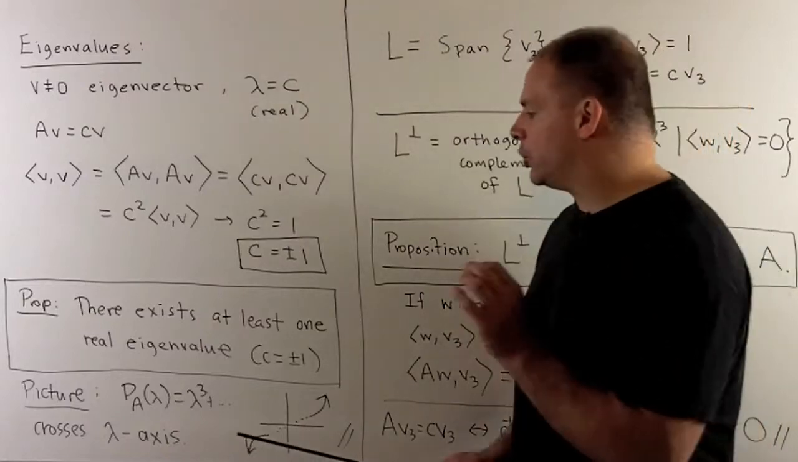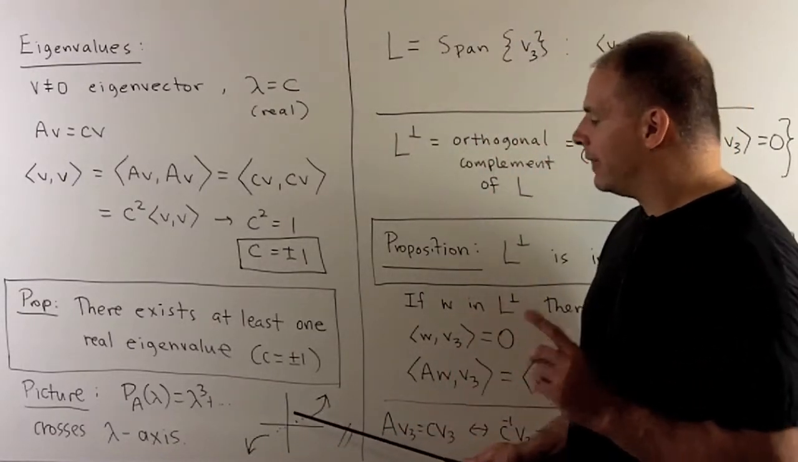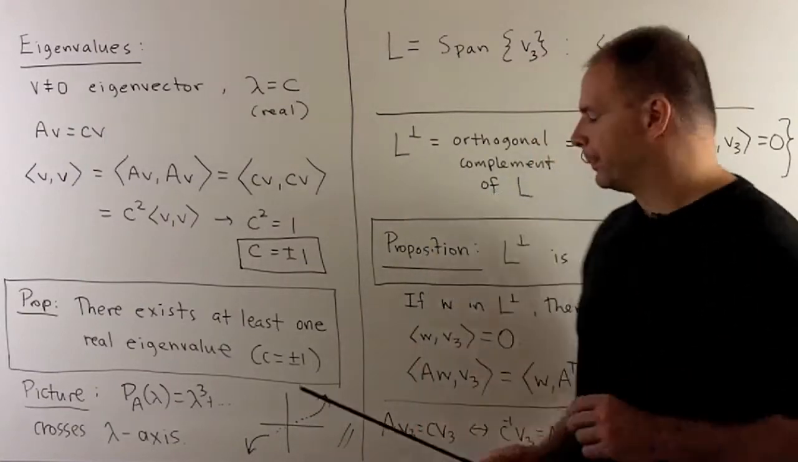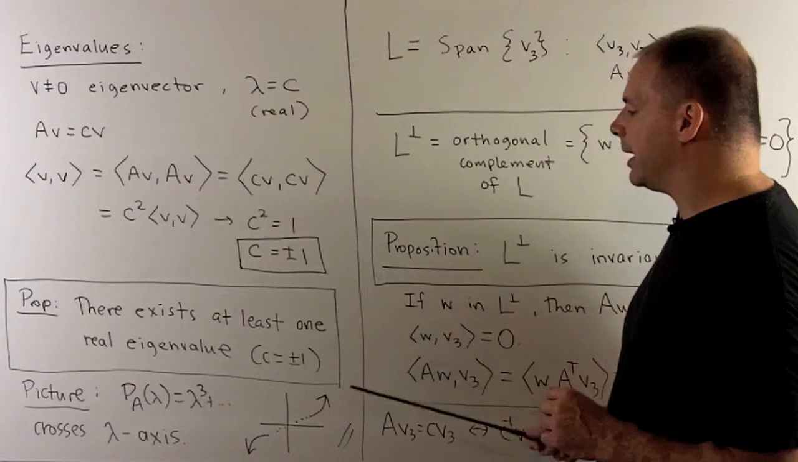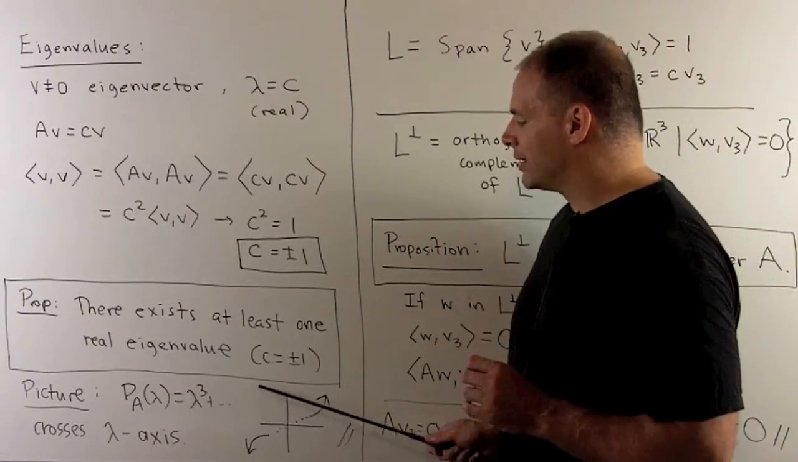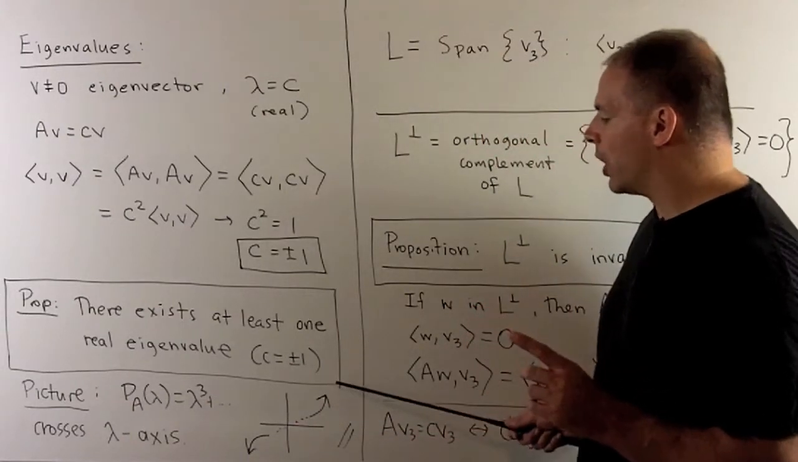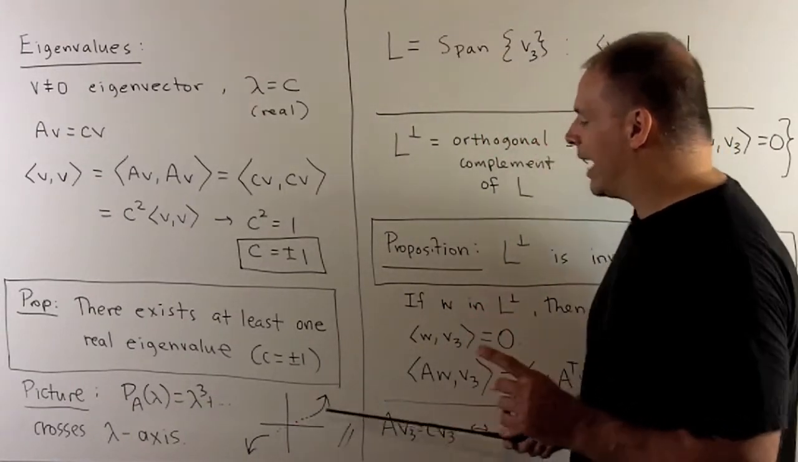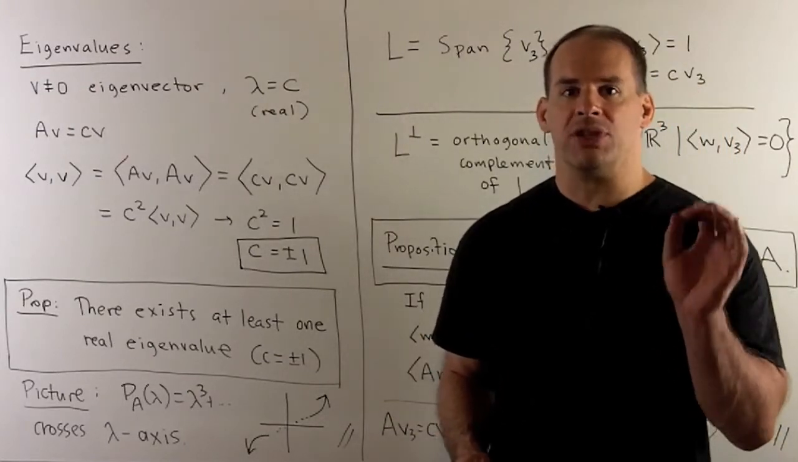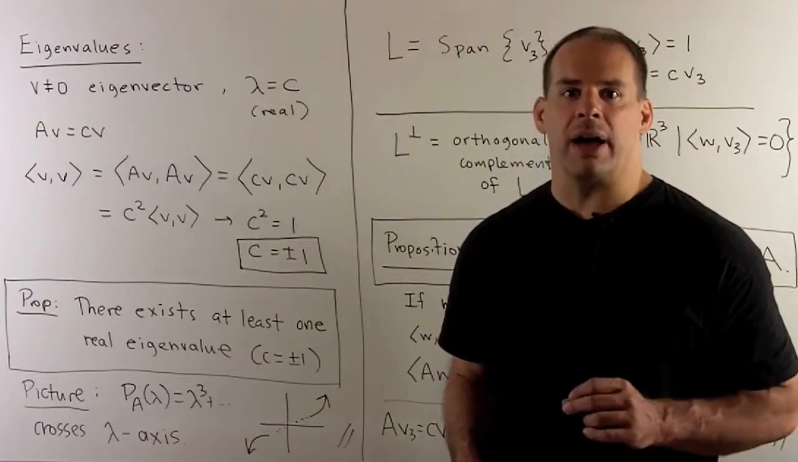Now, for a cubic that leads with lambda cubed, what happens? The end behavior is, as lambda goes off to plus infinity, the y value goes to plus infinity. As lambda goes to minus infinity, the y value goes to minus infinity. Our polynomial is continuous, so if we connect the ends, we have to cross the lambda axis somewhere. So that means we have a 0 for the polynomial. That means we have at least one real eigenvalue.